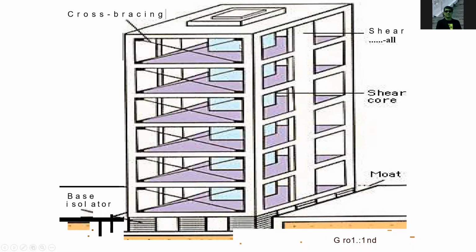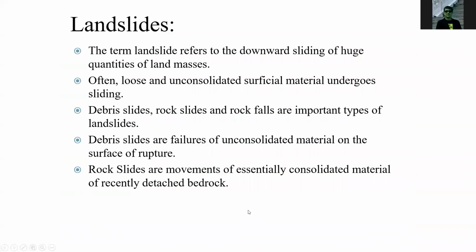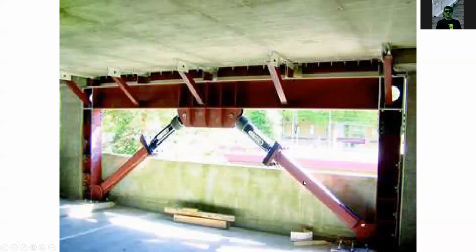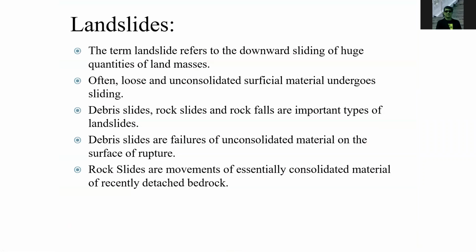They put cross bracings, as you can see. They put shear walls on the building. They put a shear core, the elevator shaft, which is a shear core, and they put moats and base isolators in the building. So these are the cross bracings. Hydraulic cross bracing addresses the movement of the building, the horizontal movement of the building.